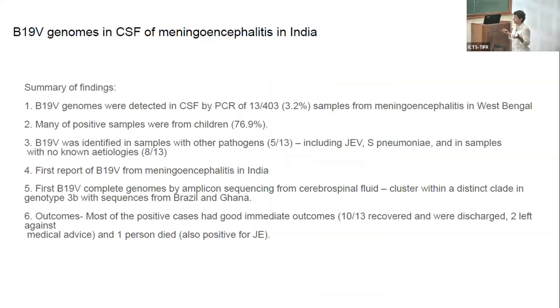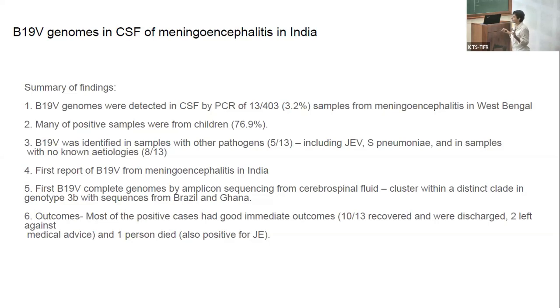So what we found was B19V genomes. First, we detected by metagenomic sequencing. Then we did a PCR of 403 samples, and detected it in 13 of those samples from meningoencephalitis in West Bengal. Many of the positive samples were from children. This was identified with other pathogens, so this already breaks one of the criteria that we said, right? 5 of those 13 had JEV, strep pneumo, and 8 of the 13 had no known etiologies, right?